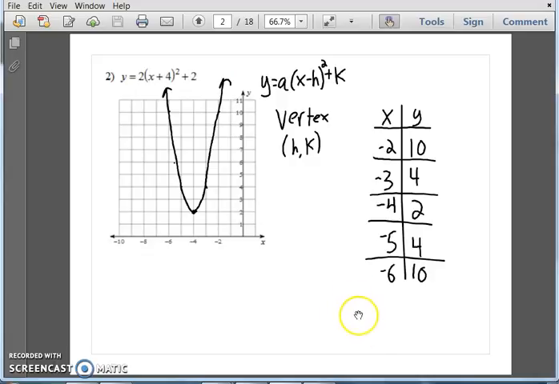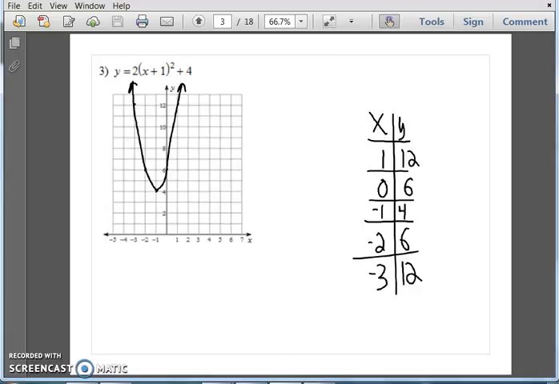Now again, how to graph this? T-chart. You plug and chug. Notice how my parabola is a little thin on the other one, and you graph it as such. Just plot your points.